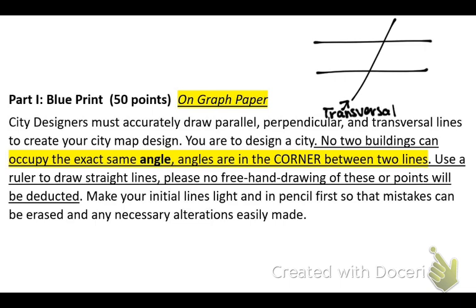Because a transversal is one line that cuts through two or more. Anyways, you're going to place buildings. No buildings can occupy the same angle. Angles are in the corner between two lines. So whenever you place a building, let's say this was my house, you're going to place it at an angle.